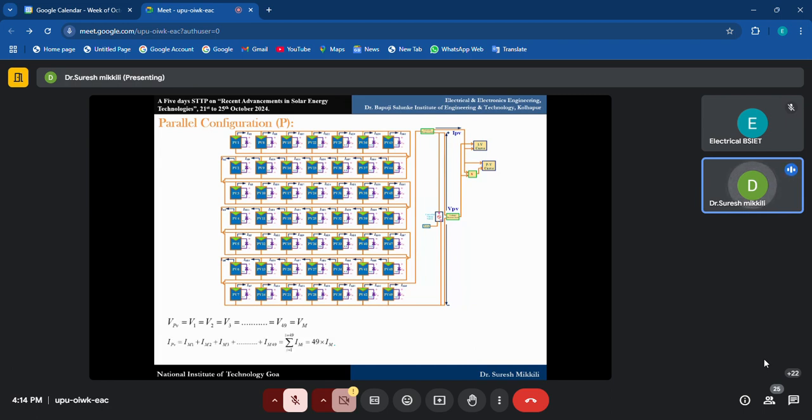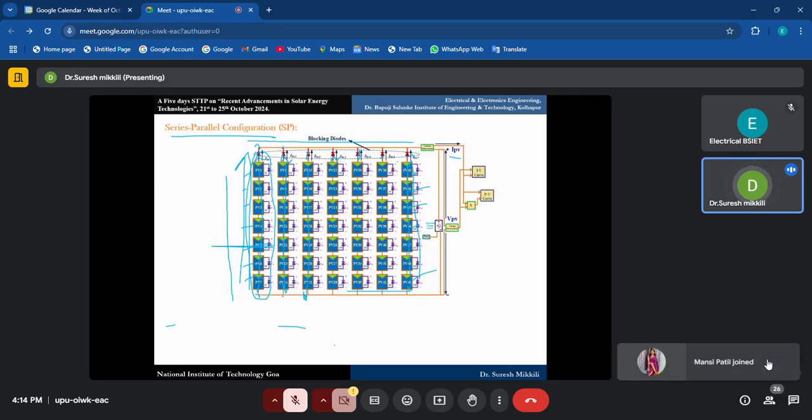So if you connect in series-parallel configuration, even if any one module is shaded, in any string or anywhere the shading has happened, then there is no issue. The currents and so on can be extracted in a better way.